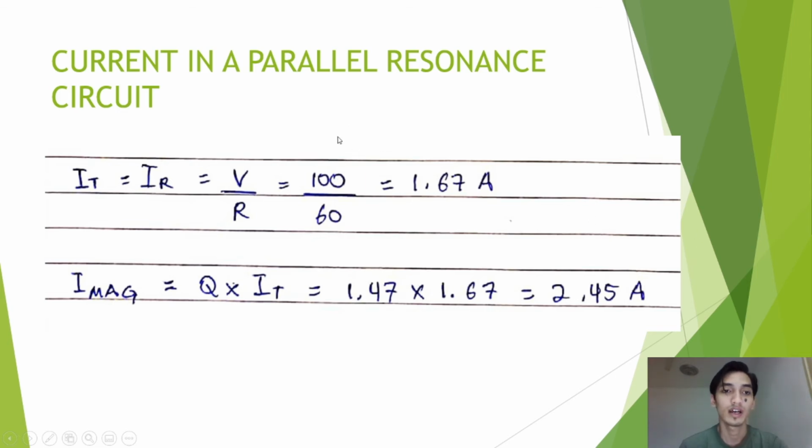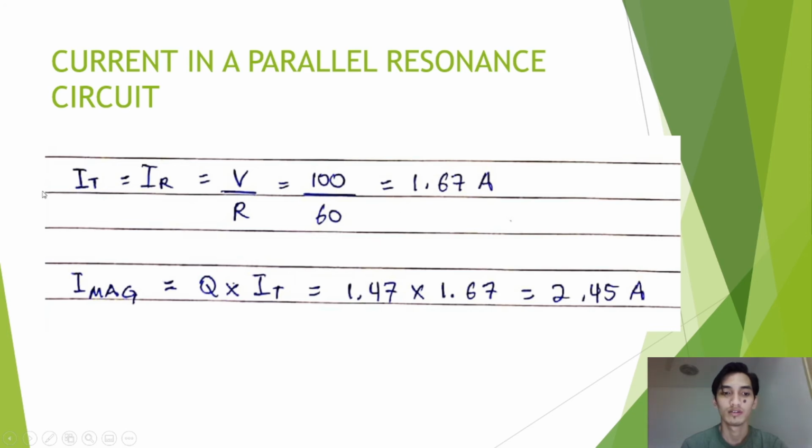So next, current in a parallel resonance. At resonance, the dynamic impedance of the circuit is equal to R. So we use IT equal to IR. So how do we calculate the IR? IR equal to V over R, right? 100 over 60 ohm for the resistance. 100 is the VS, voltage source. 100 volts divided by 60 ohm, we got 1.67 amp for the IC or IR.